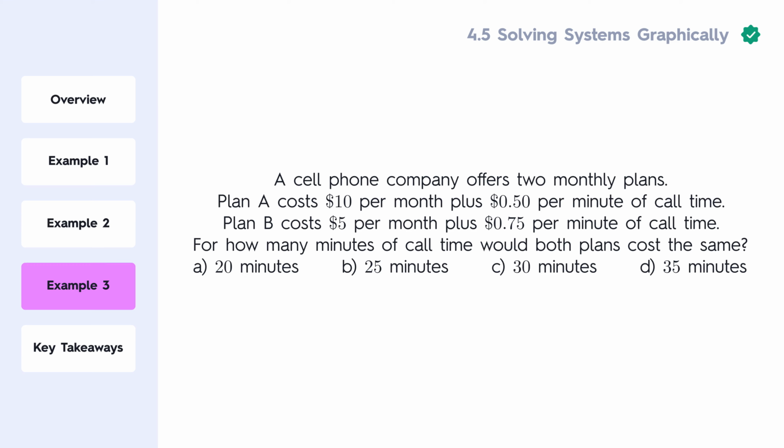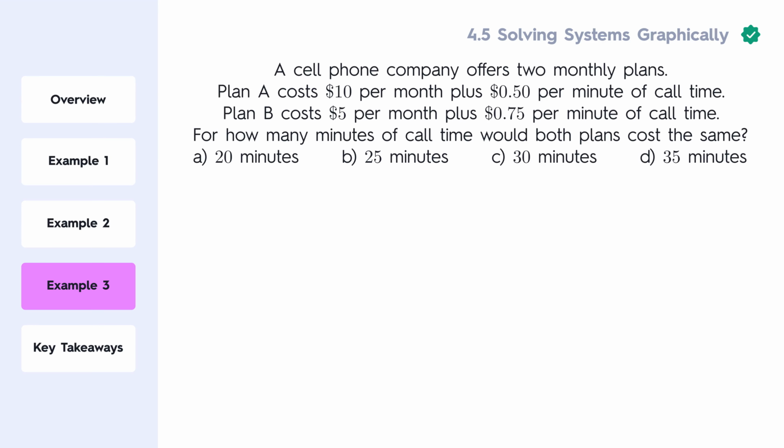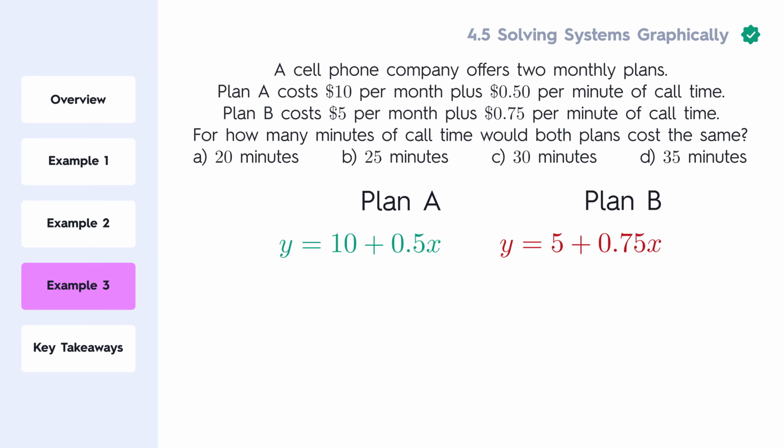Let's dive in. To find the number of minutes where both plans cost the same, let's set up equations based on the cost structures provided for each plan. Let x represent the number of minutes and y represent the total monthly cost in dollars. So, for Plan A the cost is $10 plus half a dollar per minute. We can write this as y equals 10 plus 0.5x. For Plan B, the cost is $5 plus $0.75 per minute. We can write this as y equals 5 plus 0.75x.